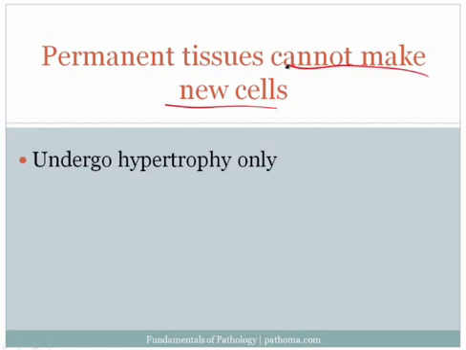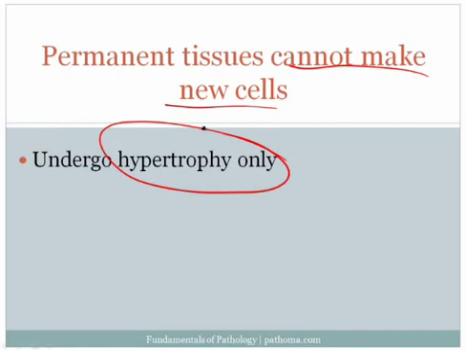Hence, because they can't make new cells, they won't be able to undergo hyperplasia. And so they'll undergo hypertrophy only. This is a very high yield topic. So let's take a step back and remind ourselves that in the human body there's basically 3 permanent tissues.